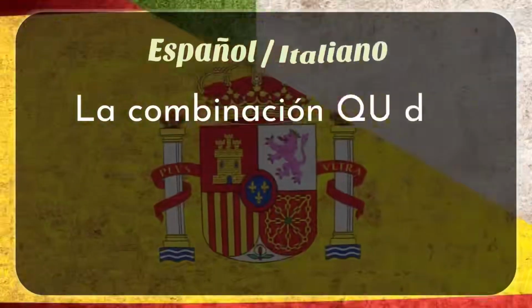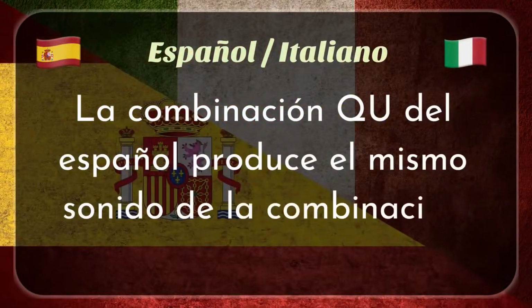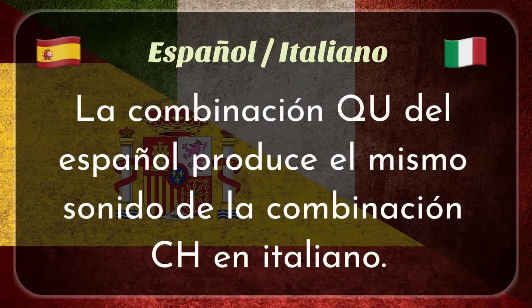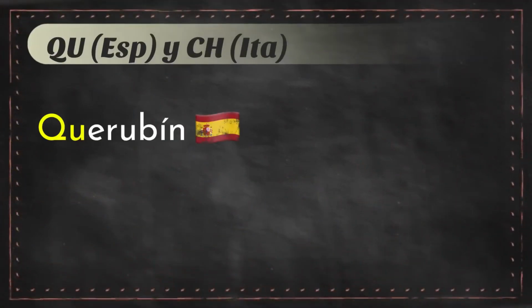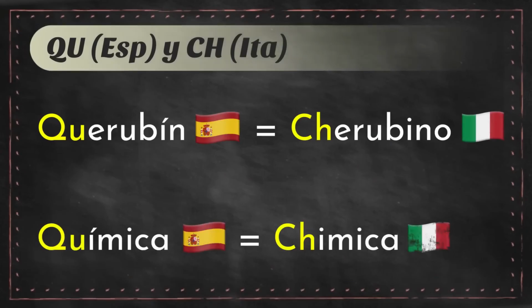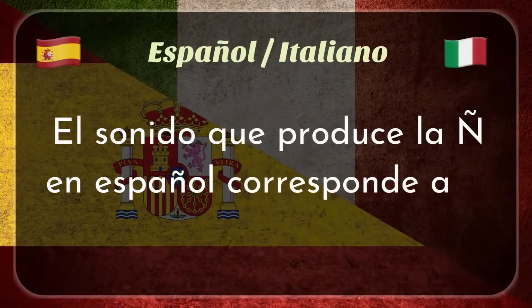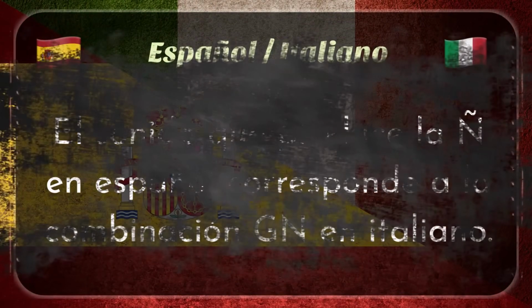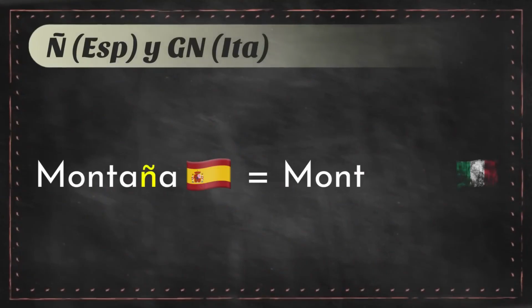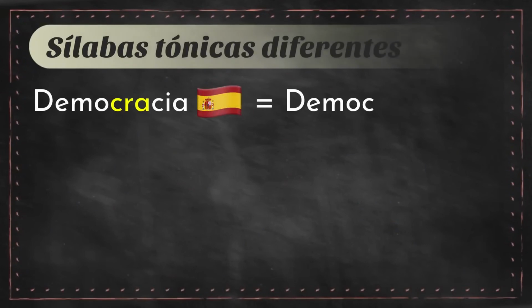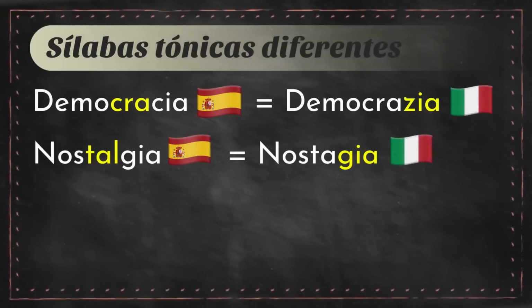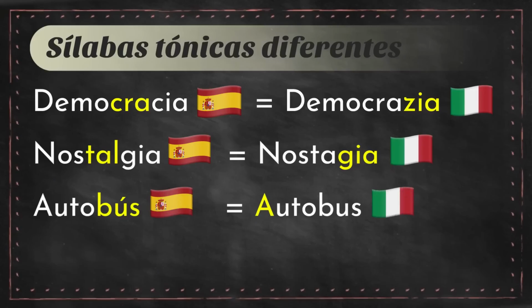The combination QU in Spanish produces the same sound as the combination CH in Italian: querubín, cherubino, química, chimica. The sound produced by the ñ in Spanish corresponds to the GN combination in Italian: montaña, montagna. Even similar words may differ by stressed syllable, for example: democracy, democracia, nostalgia, nostalgia, bus, bus.